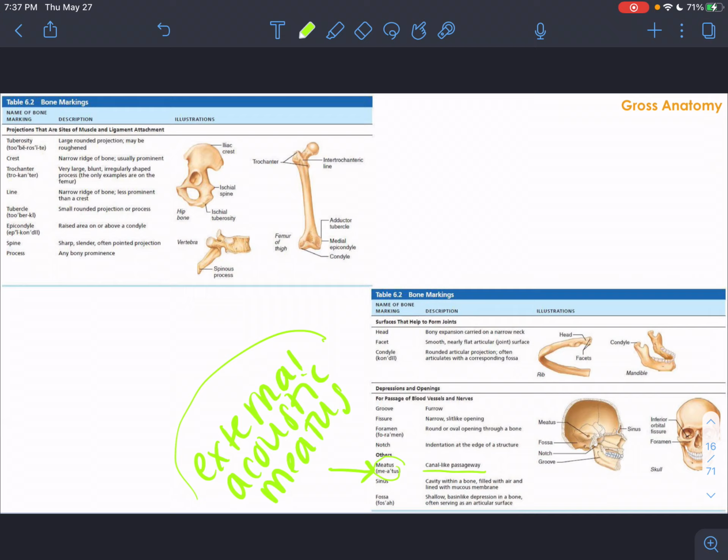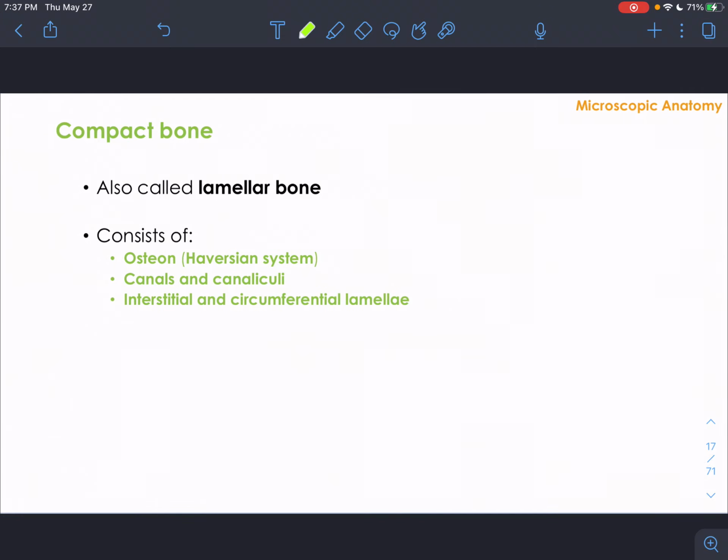Okay, so that's the gross anatomy. Now we're going to move on and talk about the microscopic anatomy. So compact bone, we'll start there, also known as lamellar bone, consists of a few different microscopic structures that you need to know. We'll go into detail, like we always do, on all of these. But you have the osteon, a few different canals and canaliculi, and interstitial and circumferential lamellae.